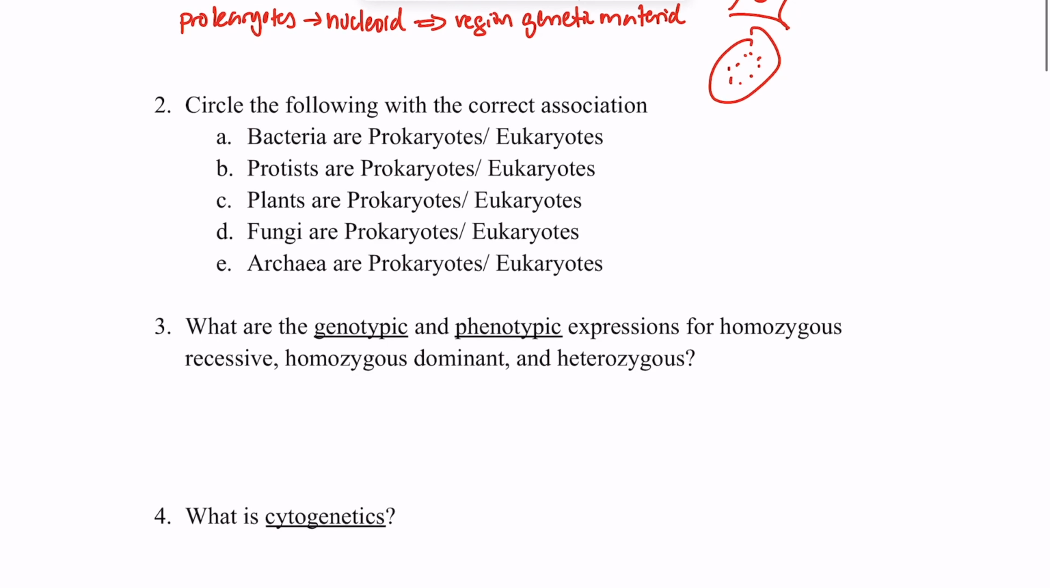Okay, so the next question is circle the following with the correct associations. Are bacteria prokaryotes or eukaryotes? If you thought prokaryotes, you would be correct. Protists, are they eukaryotes or prokaryotes? If you guessed eukaryote, you'd be correct. Plants, are they prokaryotes or eukaryotes? Eukaryotes, that one's kind of an easy one.